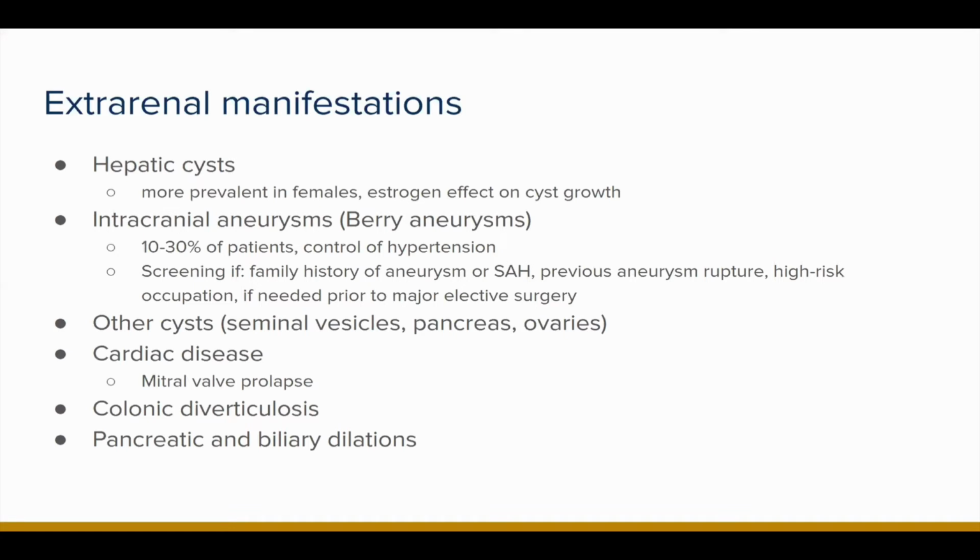Now, there are a number of extrarenal manifestations characteristic of polycystic kidney disease, the most common being hepatic cyst. Intracranial aneurysms are an important part because 10 to 30% of patients can be affected by this. And this affects the fact that they need to have adequate control of their hypertension in order to prevent aneurysm rupture.